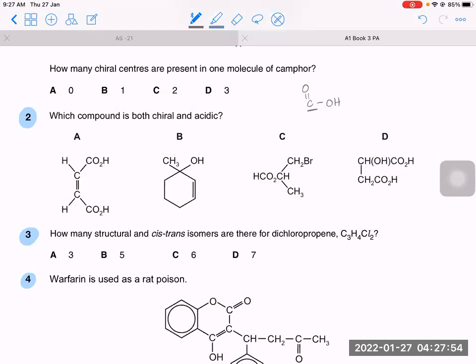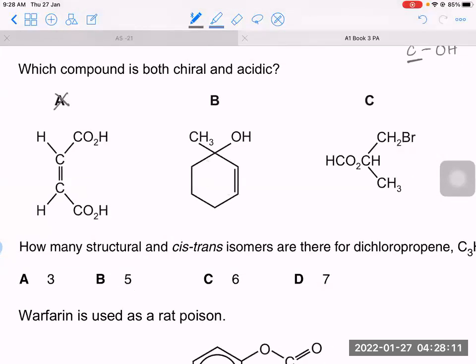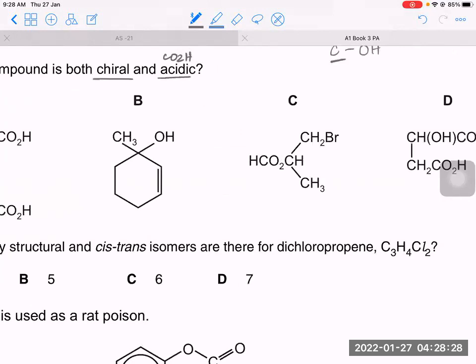It can't be chiral. Can this be chiral? No. Can this be chiral? No. Why? Double bond. Can this be chiral? No. Why? Double bond. Can this be chiral? No. Why? Double bond. Are there any chiral centers? No. Clear? Now, even if this has chiral centers, is this acidic? No, because this has no acid group. It has no CO2H. Don't bother. All right. Needs to be chiral and acidic. So must have CO2H. Let's check C.